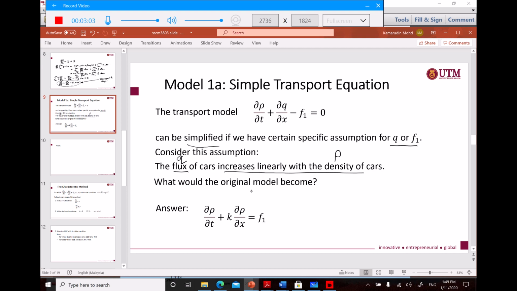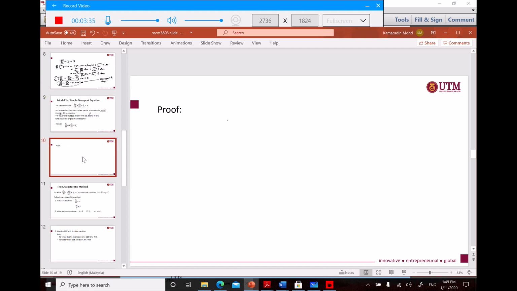What would the original model become? Okay, so the answer is this will be the model after we use this assumption: del rho del t plus k del rho del x equal to F1. Okay, so for the assumption, usually in real life, the assumption should be logical and so on. In this case, the flux increases linearly. The proof is in the next page, there is a proof for this.